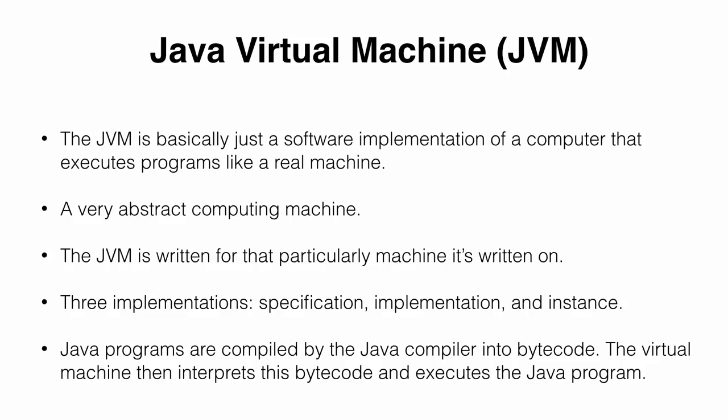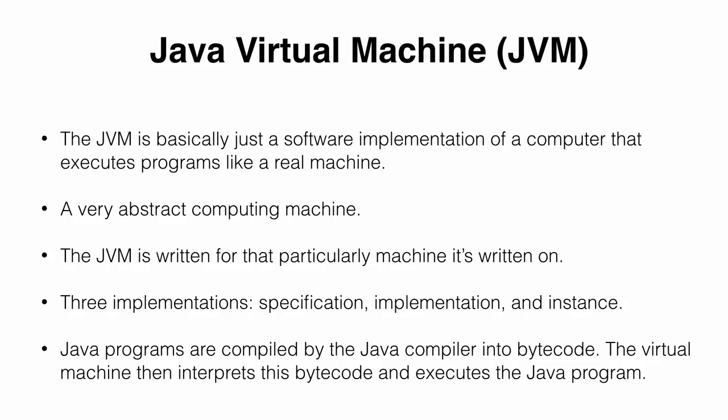What is a JVM? Well, JVM is basically just a software implementation of a computer that executes programs like a real machine. So it's very abstract. It's a very abstract computing machine, sort of sitting on top of the operating system and the hardware, which we'll look at in a second. So the JVM is written for that particular machine. So if we're on OS X, it will run for OS X. If it were on Linux, it'll run on Linux. If we're on Windows, it'll run on Windows.